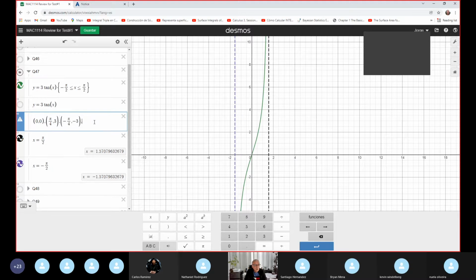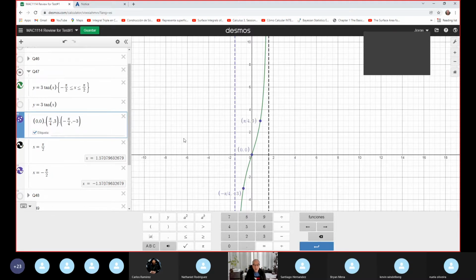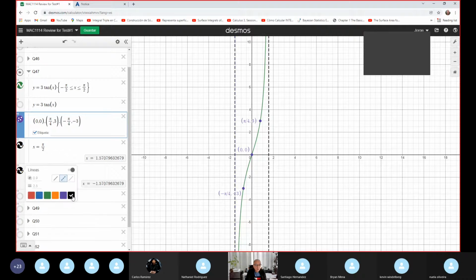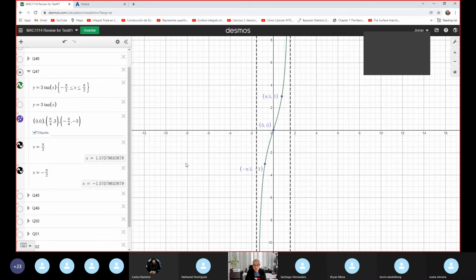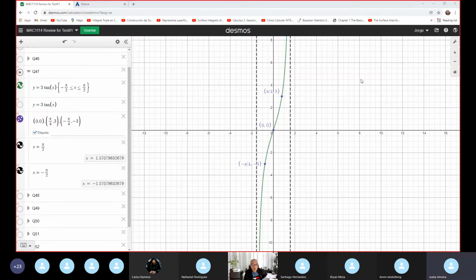This no, 3, oh, this is black color. Black color. We have the asymptotes at pi over 2 negative, pi over 2 positive, and the points pi over 4 negative 3, 0,0, and pi over 4,3. Because the amplitude of this is 3. Do you follow me? Yes, okay. Professor, I fixed that.